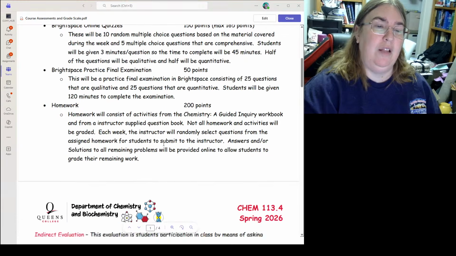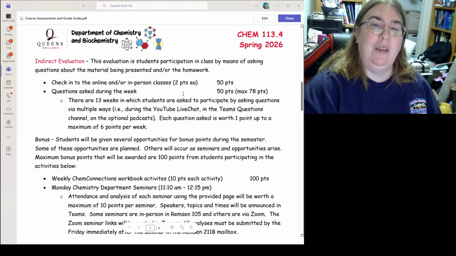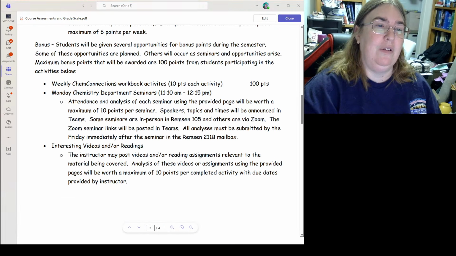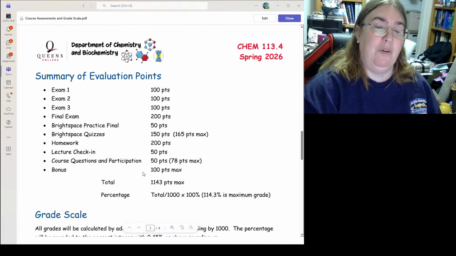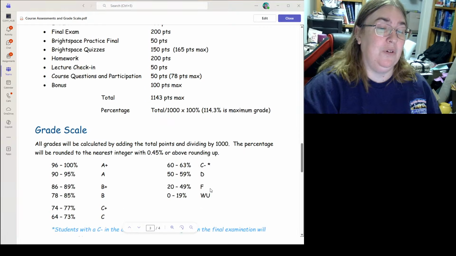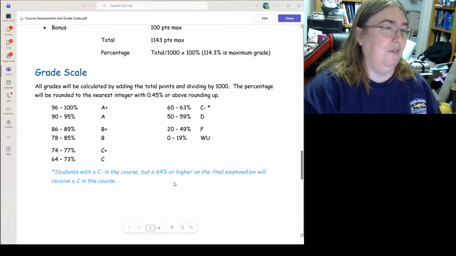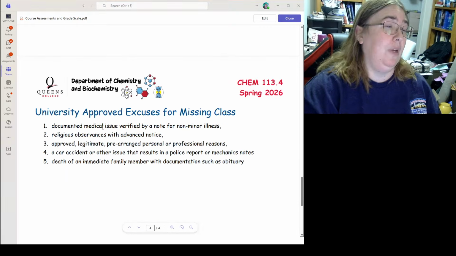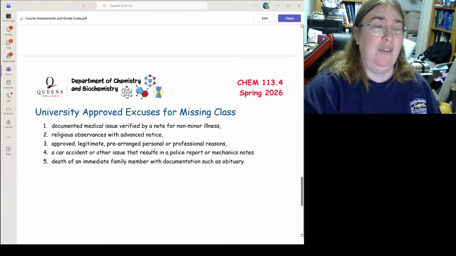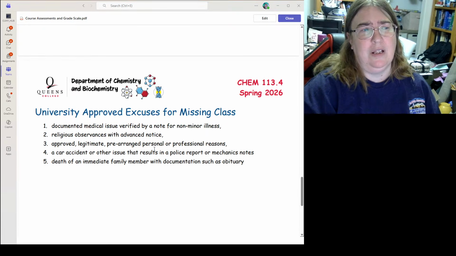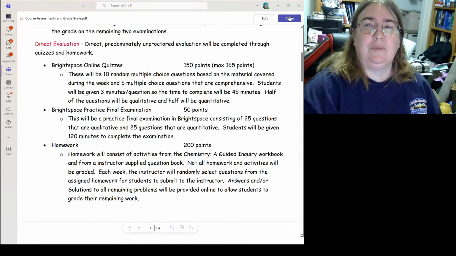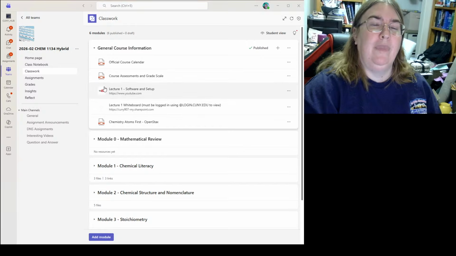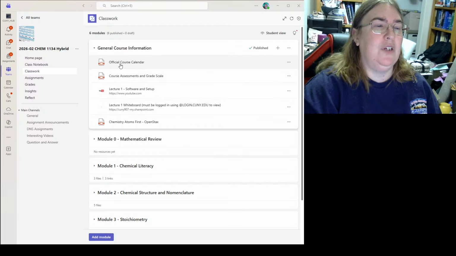It shows you all of the points available, how that's going to be determined, different ways bonuses are going to be determined, total number of points, the maximum grade you can score, and the grade scale for the course. And also what university approved excuses are if you were missing an in-person class, i.e. an exam. So there's that. There's also the official course calendar.